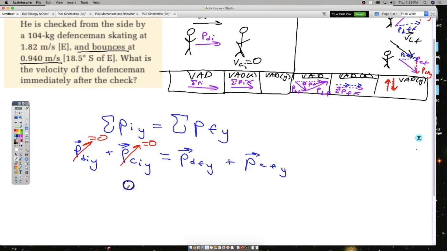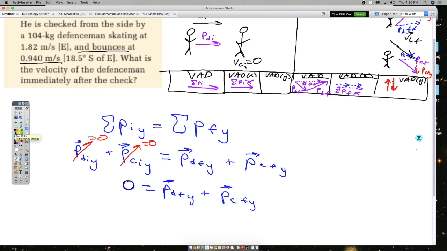You're saying that 0 is equal to the total final momentum in the y-axis. Hey, that's exactly what we started out saying. We said the total initial momentum in the y-axis was 0, and so therefore the total momentum final in the y-axis would be 0. And look at that. That's what our math has led us to now.